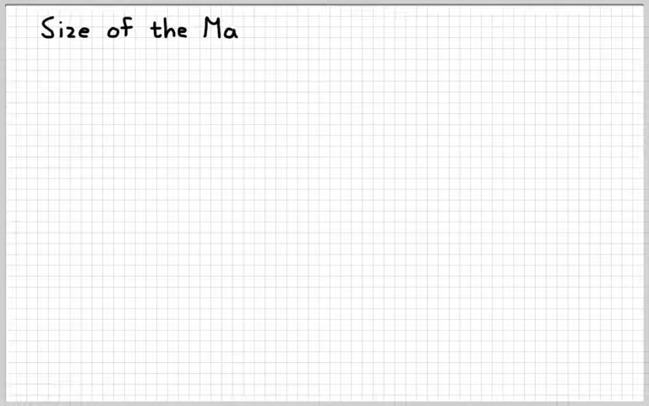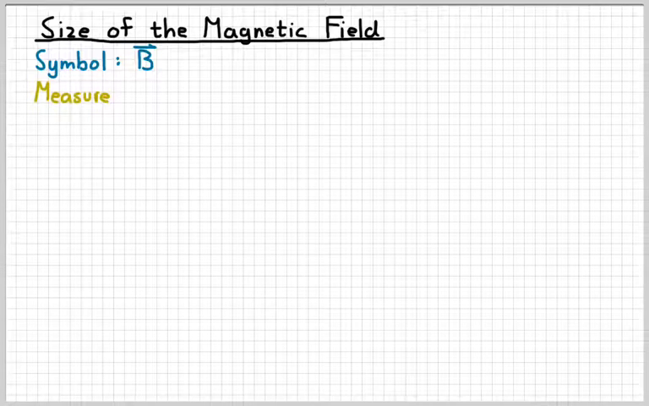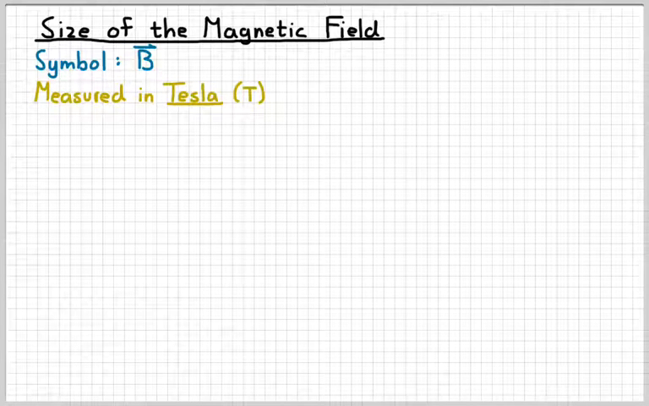So let's talk about the size of the magnetic field. How big can this magnetic field be? First of all, we need a symbol for the magnetic field. For some reason, I'm not really sure why this is, we use the symbol capital B for the magnetic field. And since it is a vector, it's very important we put that vector arrow over it. The unit that we measure the magnetic field in is the Tesla, named after Nikola Tesla, who invented a lot of things that involve electricity and magnetism working together. We'll talk about some of those things as we go.